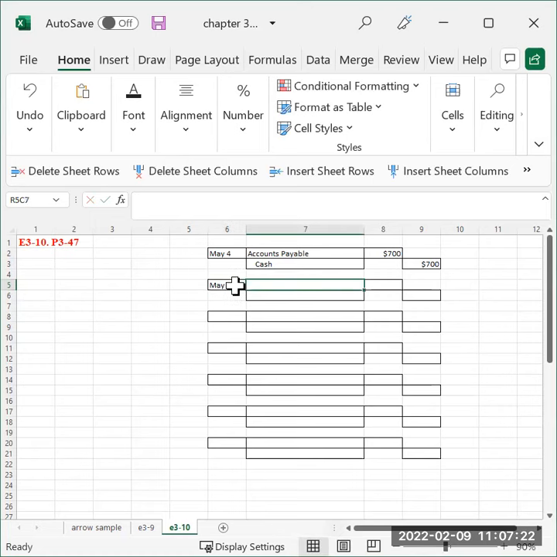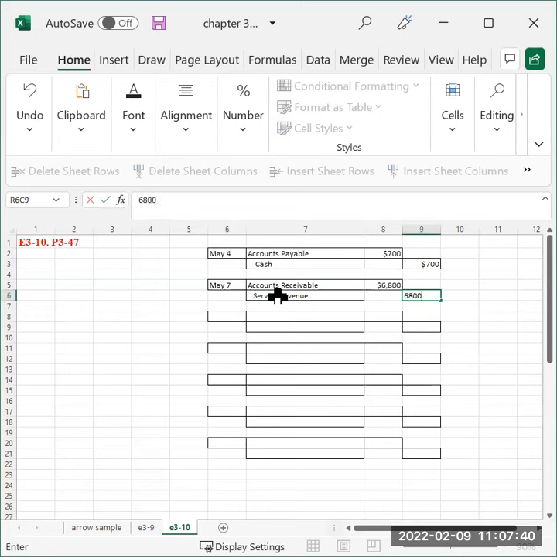So May 7th, we're going to debit accounts receivable, $6,800. And we already figured out that we are crediting service revenue, $6,800. Okay? All right. Now we're going to go to the third entry, May 8th.